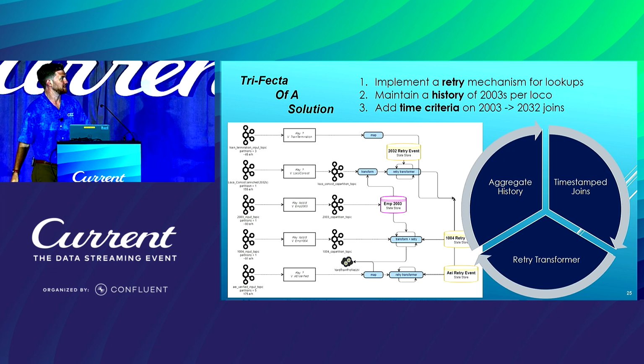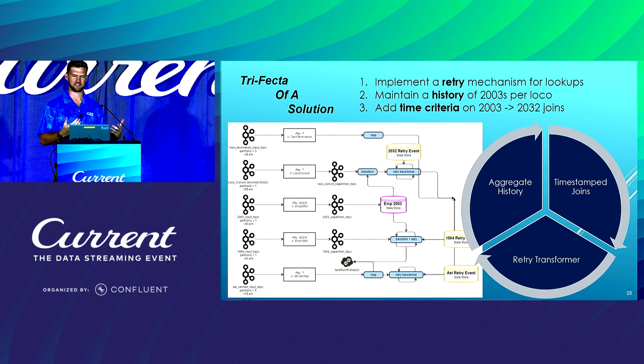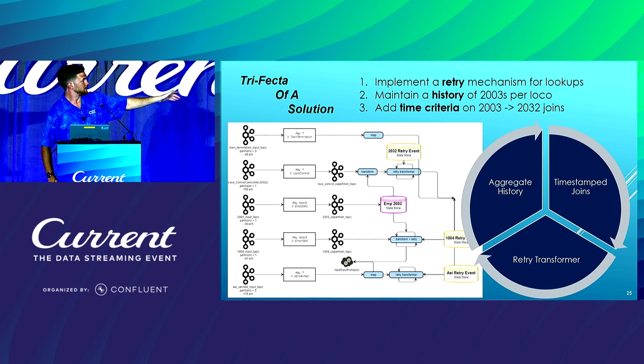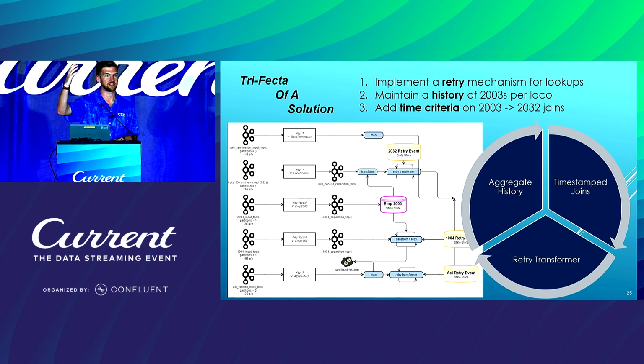Ultimately, the solution may be a little heavy-handed, but we came up with kind of a trifecta of a solution. The first being we added a retry mechanism for essentially looking up 2003s for the 2032. You can see this in the retry, which has some extra arrows around it, and critically, there's a 2032 retry event state store. So the transformer has an additional state store associated to it, where it can store events to reprocess at a later date if we don't like the conclusions that it came to.